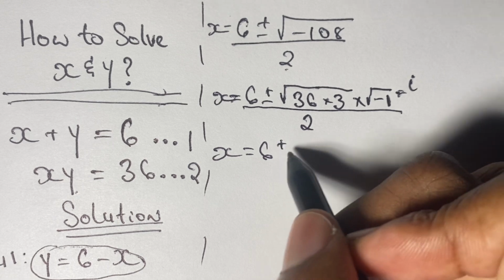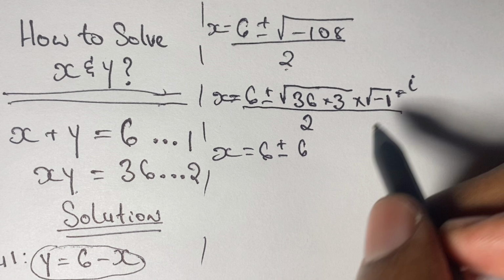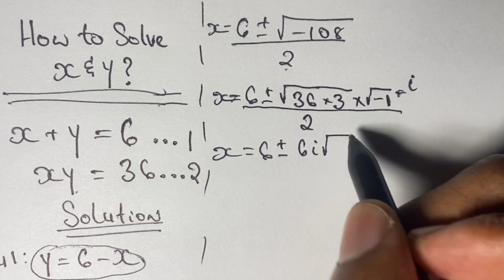So now we have x is equal to 6 plus or minus, now the square root of 36 is 6, so we'll say 6 times i times the square root of 3.